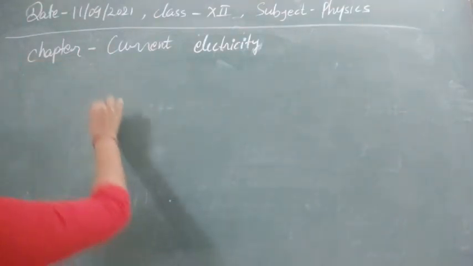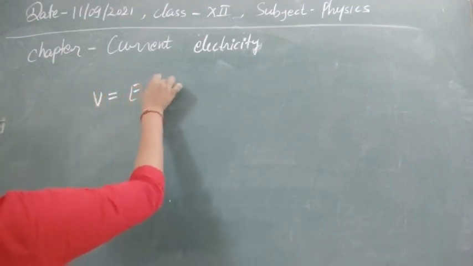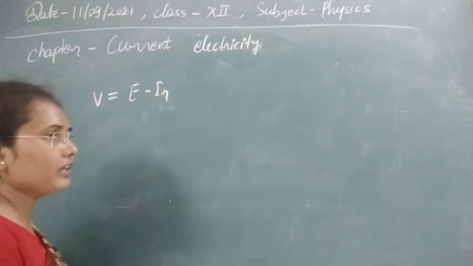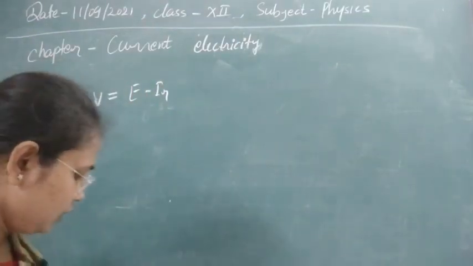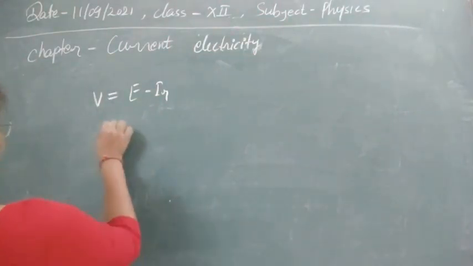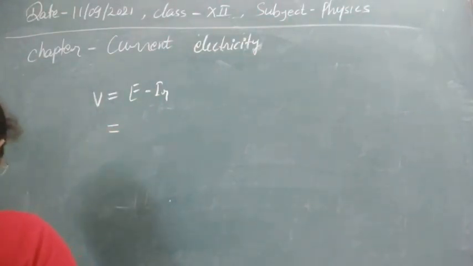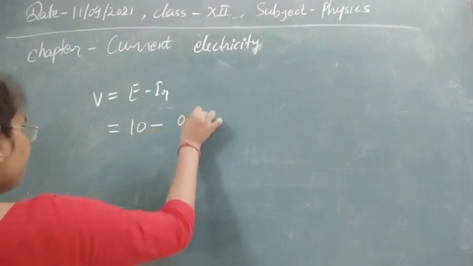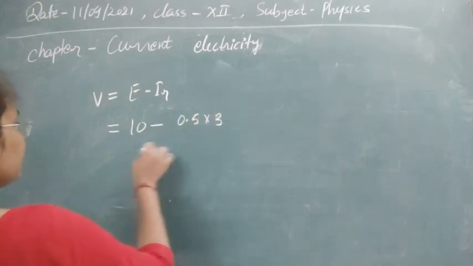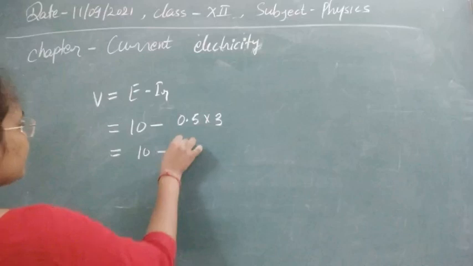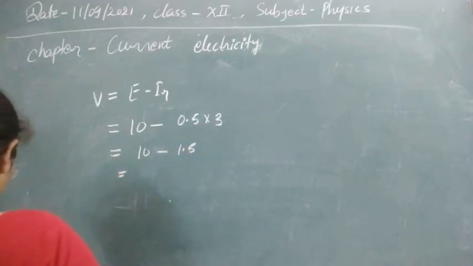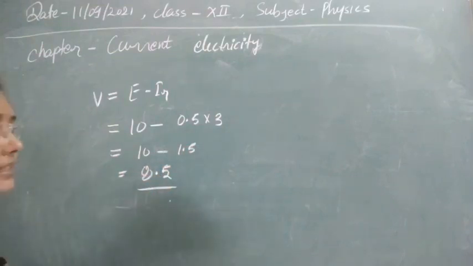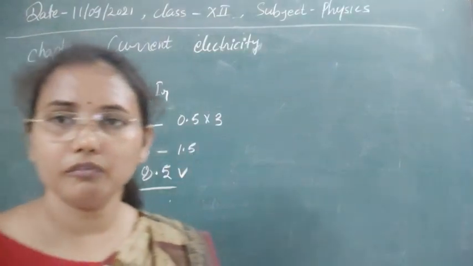You know, terminal potential is related to the EMF by the formula V is equal to E minus Ir, where I is the current flowing through the cell and r is the internal resistance. So all the values are given in our question. So let's write down the values: the EMF of the battery is 10, the current in the circuit is 0.5, and internal resistance is 3 ohm. If we solve this, we obtain 1.5, and finally the terminal potential across the battery is equal to 8.5 volt.